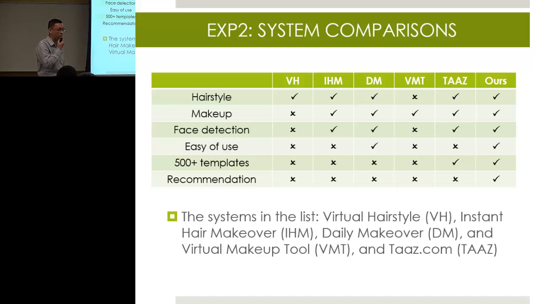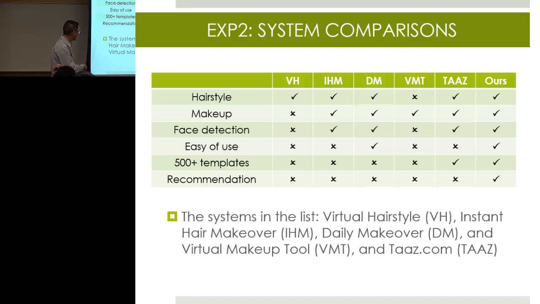But we noticed that in industry, a lot of companies have already launched this kind of online service for makeup synthesis and hairstyle synthesis. But if you carefully check, some just provide hairstyle, or some just provide makeup. Some need a manual process, so it's not so convenient. Most of the systems are not so easy to use because it's not just click and get it, right? And in most of the systems the template number is too small, so it's quite limited. But the most important thing is that none of these systems has a recommendation function, because the purpose of this work is to recommend. It's not just synthesis.